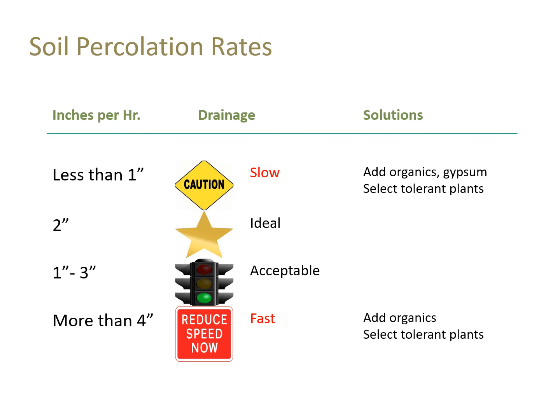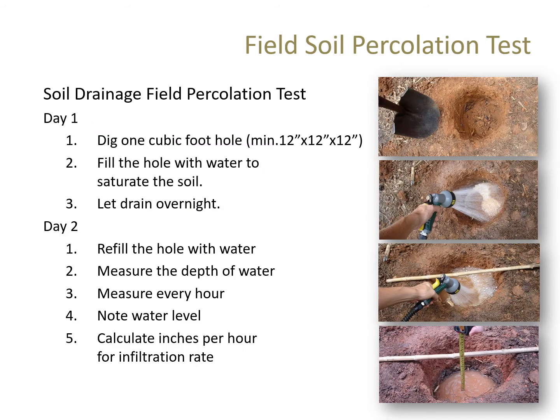If we're in the 1 to 3 inch range, this is really the ideal range. We don't have to do much remediation. More than 4 inches, we'd say fast draining soil, and we'd want to add organics and select tolerant plants.